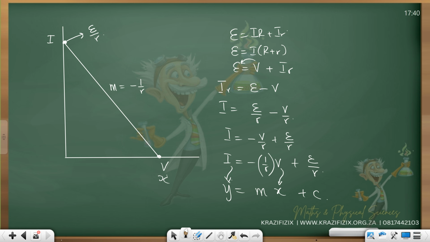So it's very different from the first graph. How do I get my EMF now? My EMF I'll get from the y-intercept, which is equal to what? E over R. Please, that is very, very important. I'd like you to take note of this graph as well. If you can take a picture, send it on the group, so that everyone can walk through.